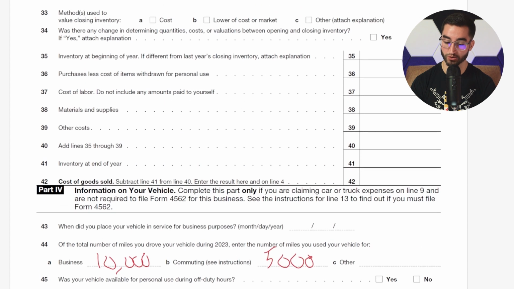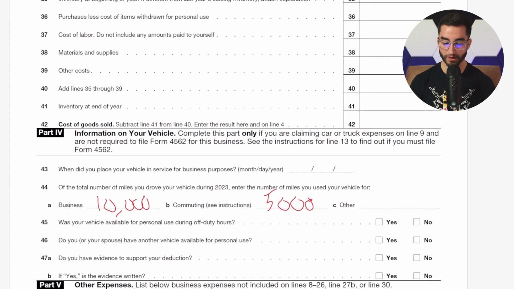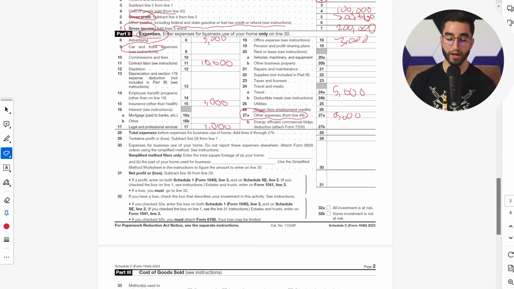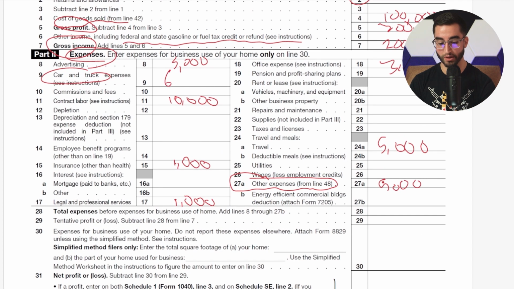I mean, we use the car two-thirds of the time for business. This is where you put in the date you placed it in service. Let's say it was 1/1/23. And was your vehicle used for personal use in off-duty hours? Let's say yeah, that's why I got those 5,000 miles a year. Do you have another vehicle? Yeah, we sure do. Do you have evidence to support your deduction? Yeah, I have a mileage log, right? Of course we do. Is the evidence written? Should be. So we're going to answer yes. Then I would have 10,000 times 65.5 cents per business mile for 2023, which would give me a $6,550 deduction for that. So now let's go ahead and add up all these expenses.